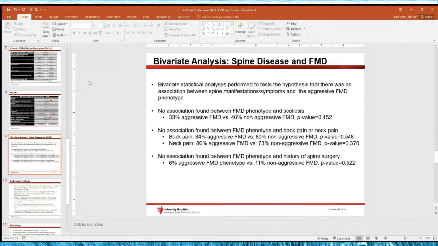So we had statistical analyses performed to test our hypothesis of whether the aggressive phenotype is associated with increased prevalence of spine manifestations. And the bottom line is that we really didn't see any significant association between the FMD phenotype and scoliosis, neck pain, back pain, or a history of spine surgery, and you can see the statistics here.